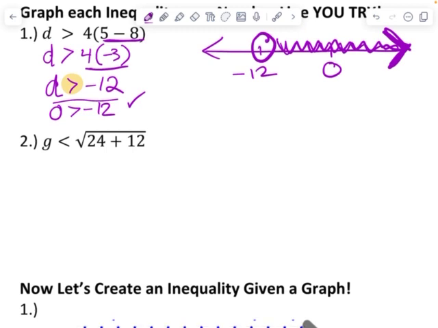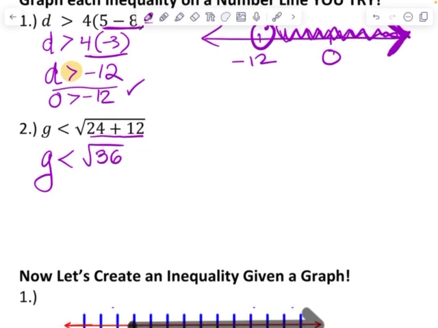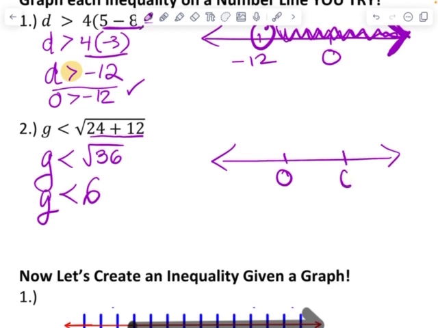Let's go ahead and look at number 2. I have g is less than the square root of 24 plus 12. All right, so let's go ahead and add 24 plus 12. I have g is less than the square root of 36. In the calculators, or in our minds, think of the square root of 36. What are the two values that multiply together to get to 36? If I take the square root of 36 in the calculator, I get 6. So I'm going to worry about where my 0 is, as well as my 6 on my number line. I have what kind of point at 6?